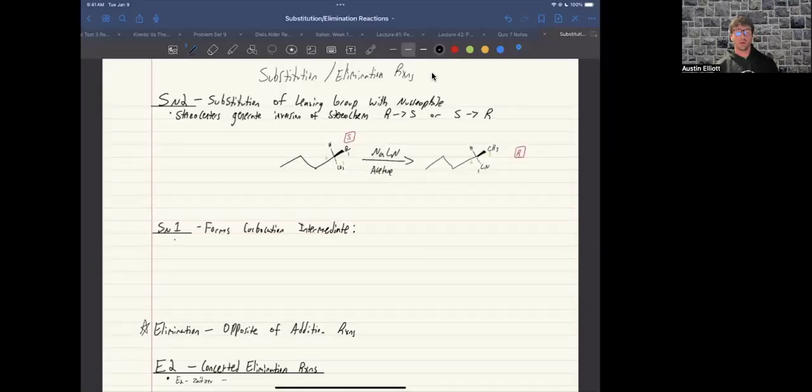Hey everyone. With the test coming up very soon this week, I decided to make a last minute review going over the substitution and elimination reactions, and then doing a little bit of problem set practice. I'm going to do a very brief overview of the different types of substitution and elimination reactions, and then jump straight into the problem set.